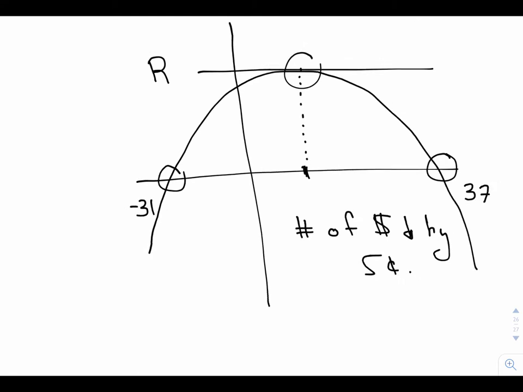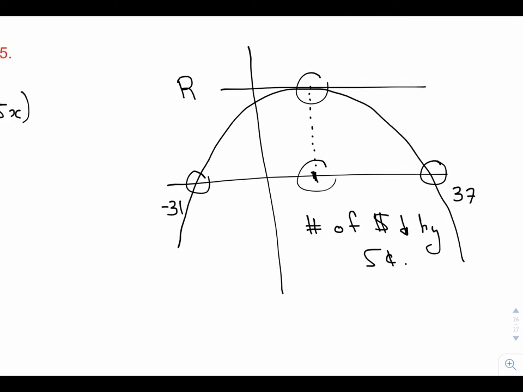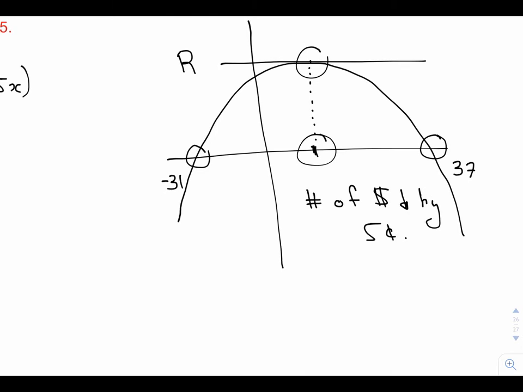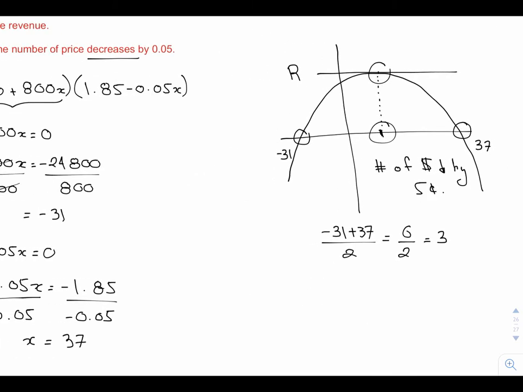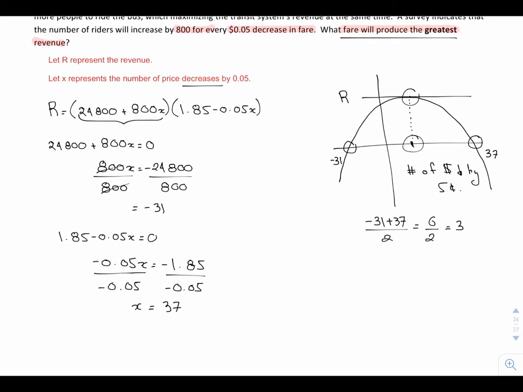So the number we're concerned with is, well, what is it that happens here in the middle? What it ends up being is the average of the two roots. So I have negative 31 over here plus 37 divided by 2, and this gives me 6 divided by 2, which equals 3. So if I have an x value equal to 3, I will get my maximum revenue. And that's not really what I'm interested in.